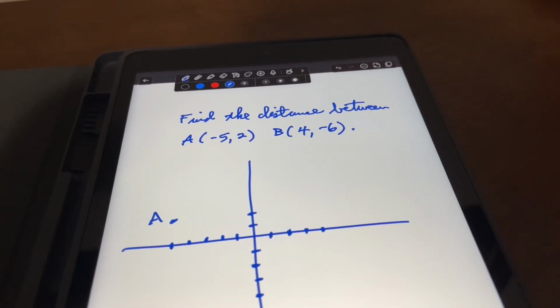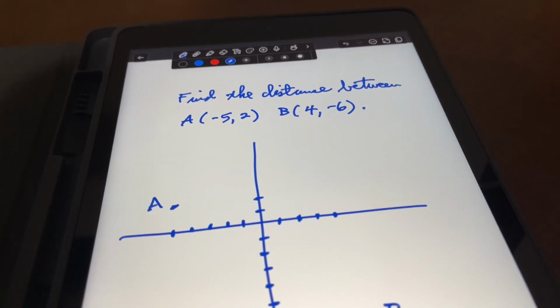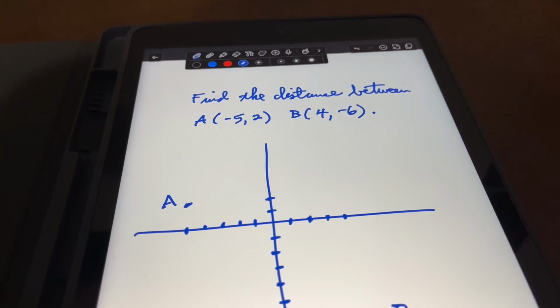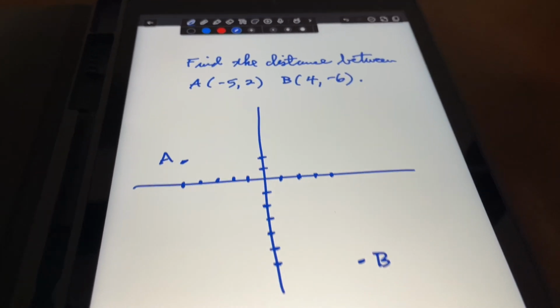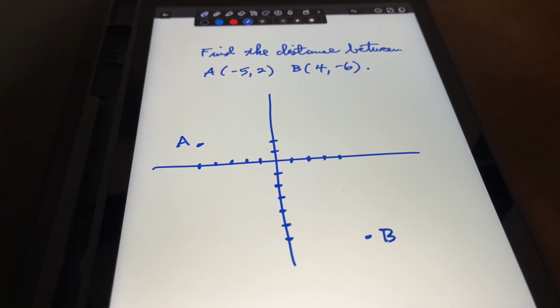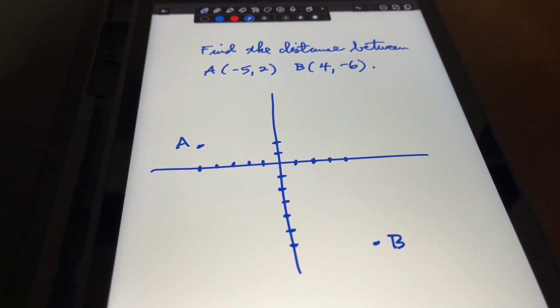Let's find the distance between 2 points here. We're going between (-5, 2) and (4, -6). Now, there's at least a couple of ways to think about this, and you might even want to sketch the points like this and just look at this.